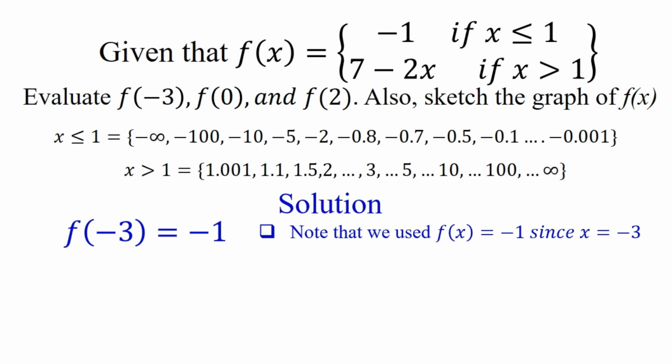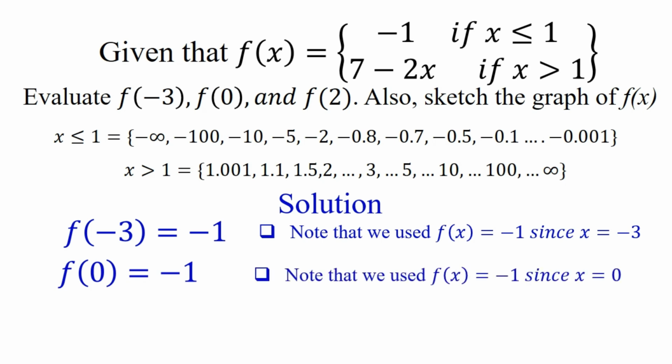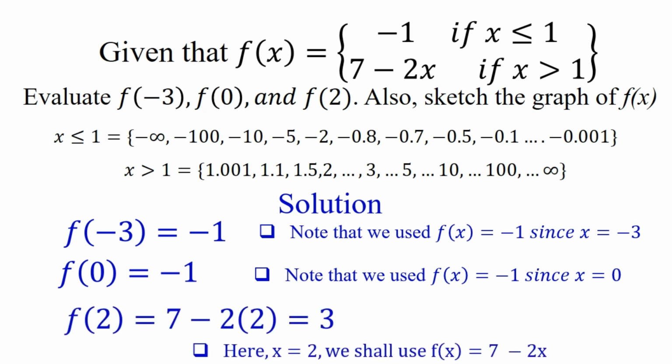And what of the second one again, when f of 0? f of 0 is also minus 1. So the third question now is f of 2. And for f of 2, x is equal to 2 here, and x is greater than 1, where if x is greater than 1, we are supposed to use 7 minus 2x. Okay, so we have it like that.